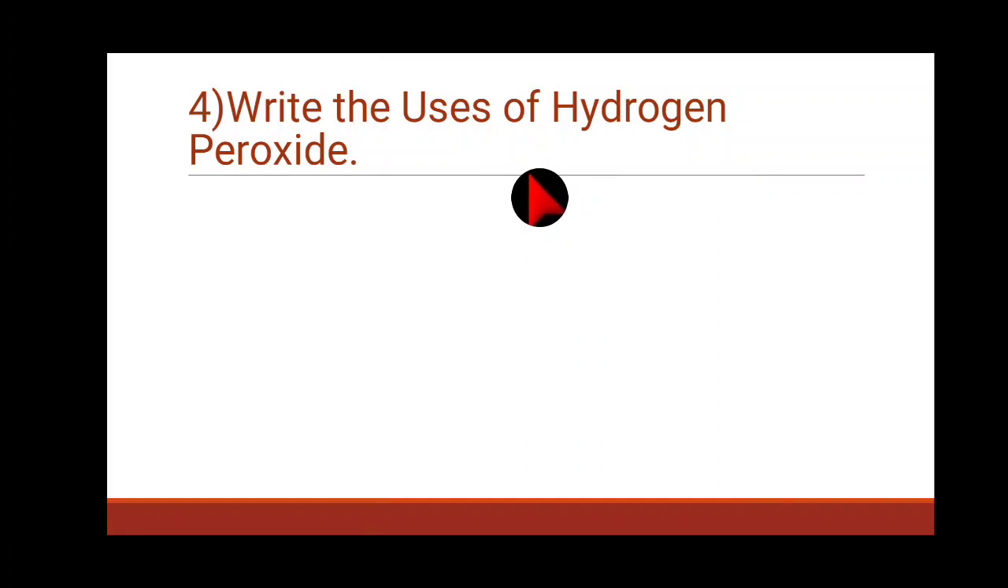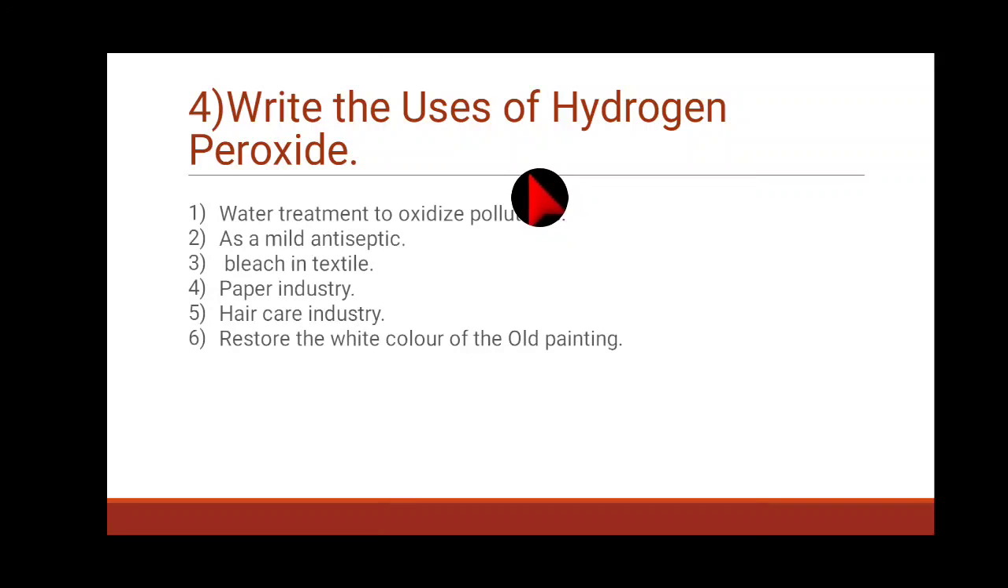Write the uses of hydrogen peroxide. Hydrogen peroxide is used in water treatment to oxidize pollutants. The second is as a mild antiseptic. For washing wounds, hydrogen peroxide is used. Then as a bleach in the textile industry, paper industry, hair care industry, and to restore the white color of old paintings.